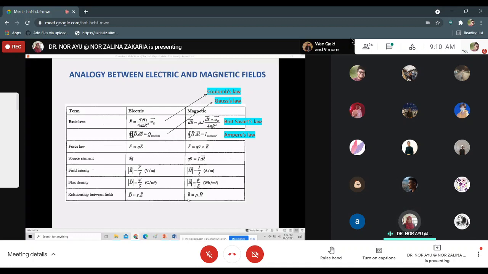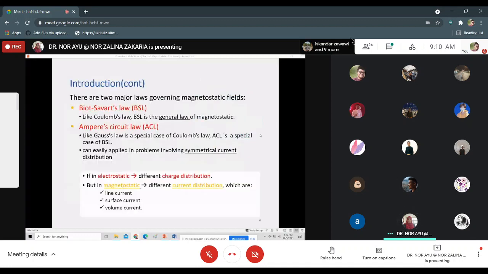Okay, we have D and also we have B, right? So there are two major laws governing a magnetostatic field. Like I said, we have the Biot-Savart law. Like Coulomb's law, it is the general law for magnetostatics. And then we have Ampere's circuit law.